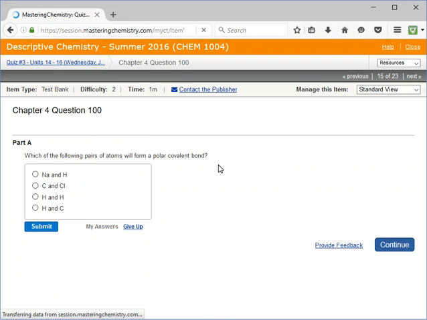In this one, the question is which pair of atoms will form a polar covalent compound? What do you have to ask yourself? Okay, a polar covalent bond. You have to ask yourself, what are their electronegativities? If they have a small difference in electronegativity, it's covalent. If they have a really large difference in electronegativity, it's going to be ionic. If they have an in-between, it's going to be polar covalent.